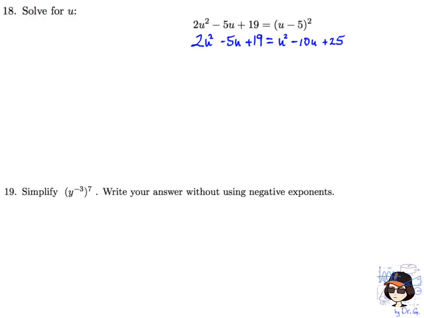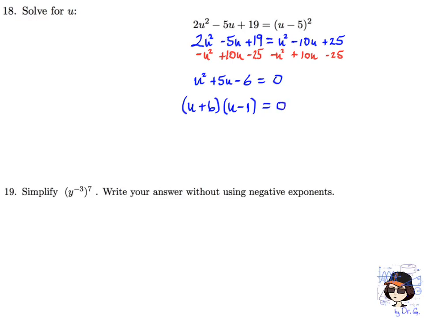So let's start subtracting. Let's subtract u squared from both sides. Let me also add the 10u to both sides. And let me subtract 25 from both sides. And when I do that, I'm left with u squared plus 5u minus 6 equals 0. And I can use the quadratic formula, but this one is easily factored. It's u plus 6 times u minus 1 equals 0.